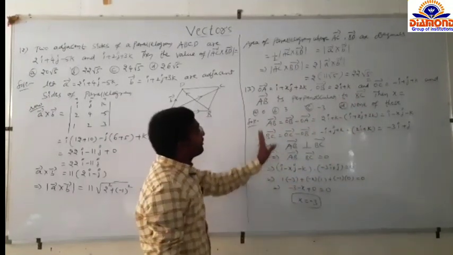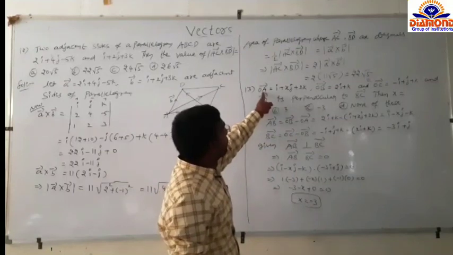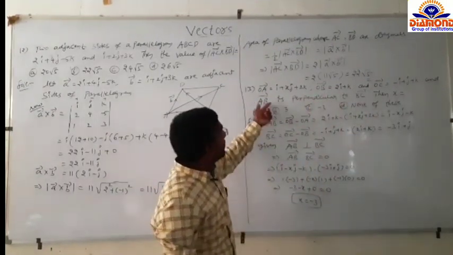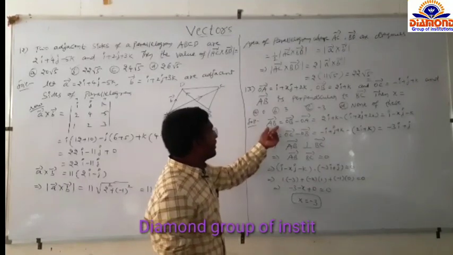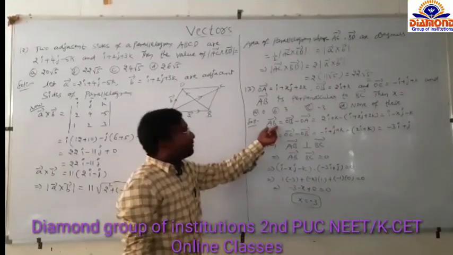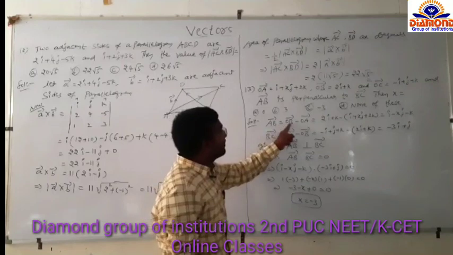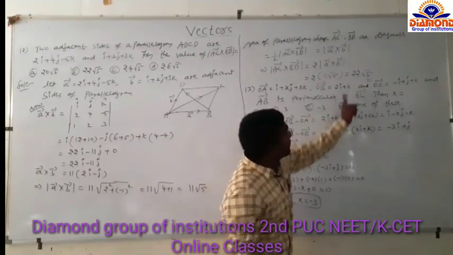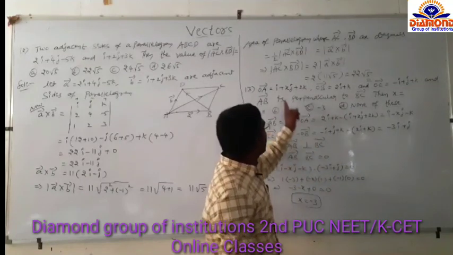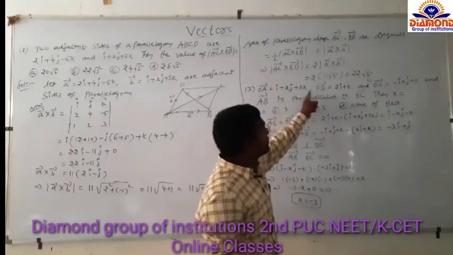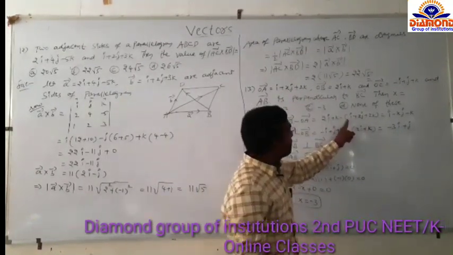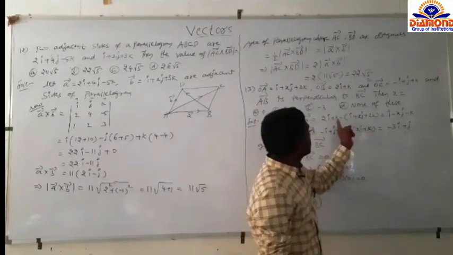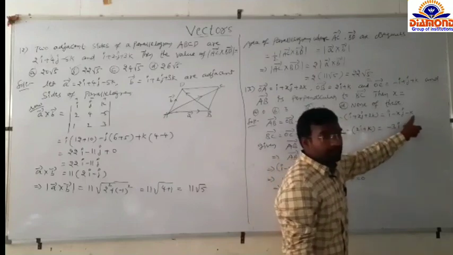So here position vectors are given, OA, OB, OC. First you find AB bar. How to calculate the position vector of AB bar? AB bar is nothing but OB minus OA. OB bar equals 2i plus k, minus OA bar, which is i plus xj plus 2k. So 2i minus i is i, minus xj. Next, k minus 2k is minus k.